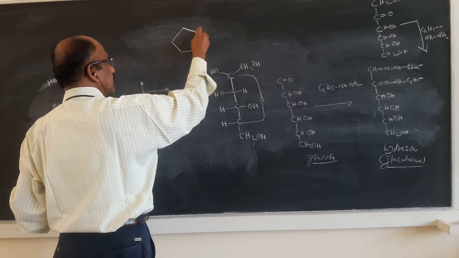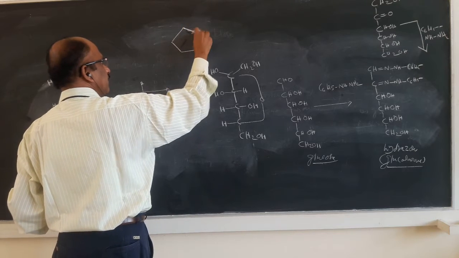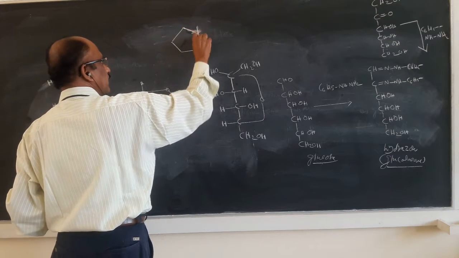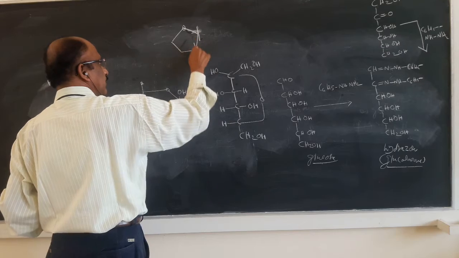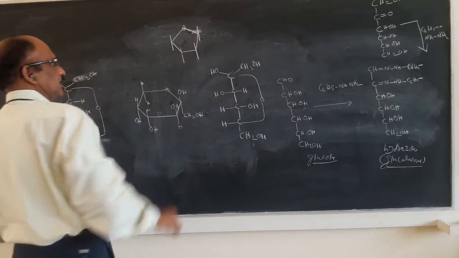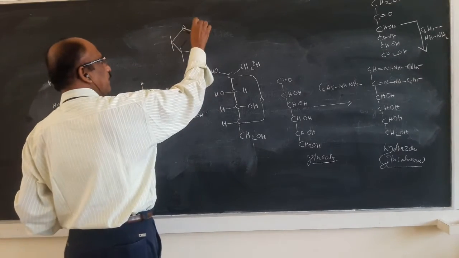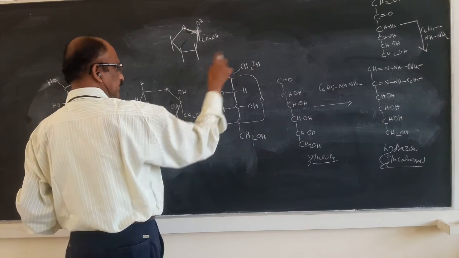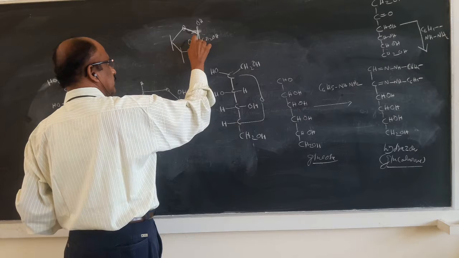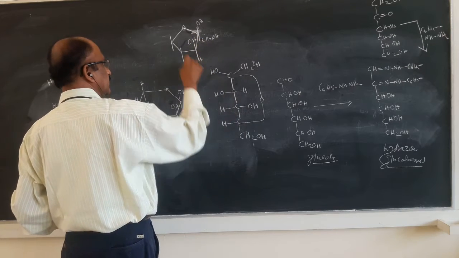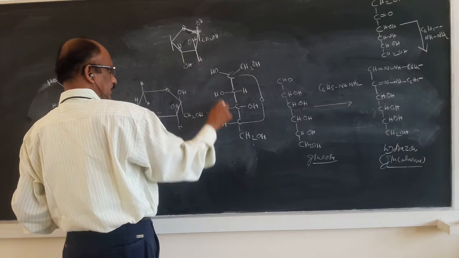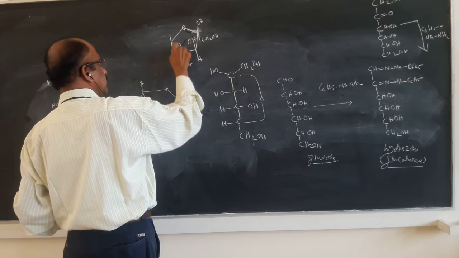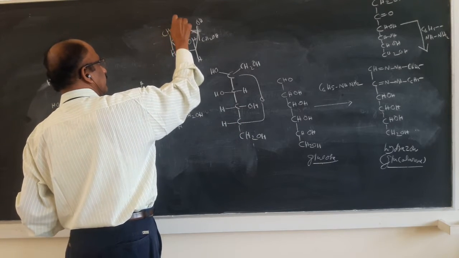5-member ring system. So you have to put the bond like this, and you put the OH group on the top, and CH2OH on the top part. This is OH, and this is H, OH. And this is H, CH2OH.